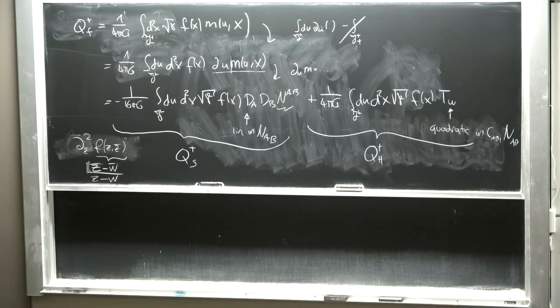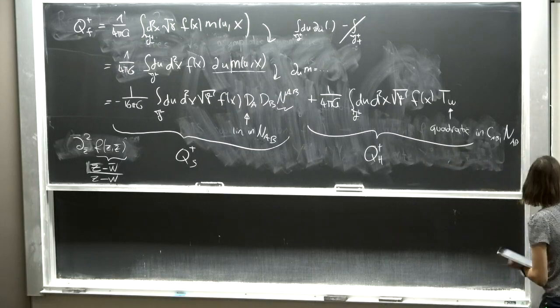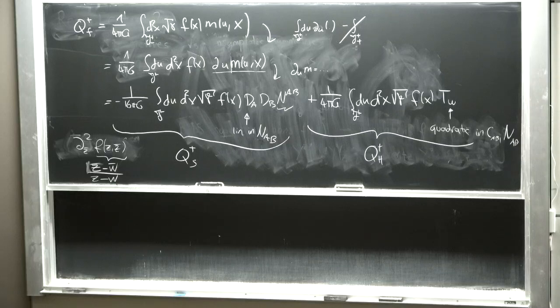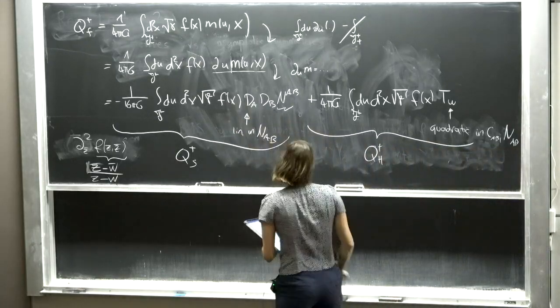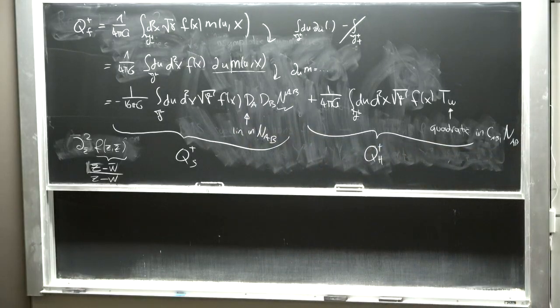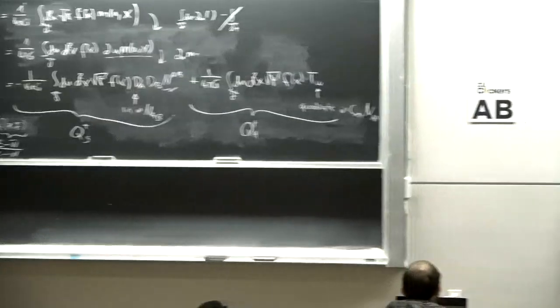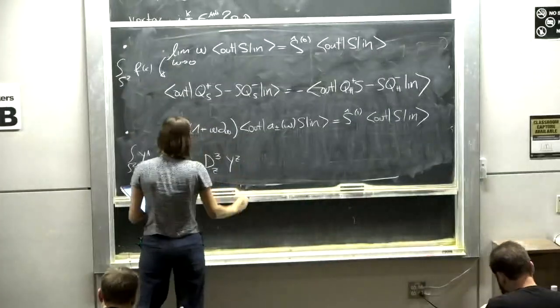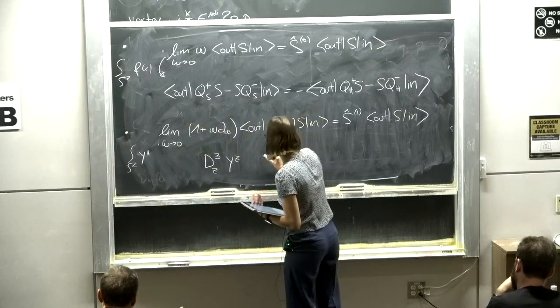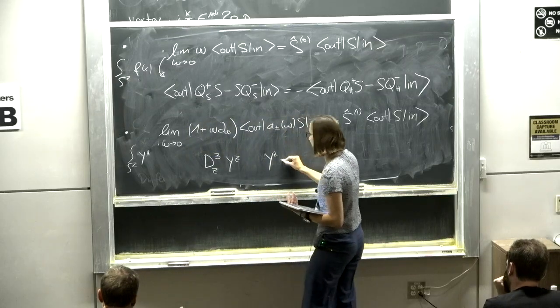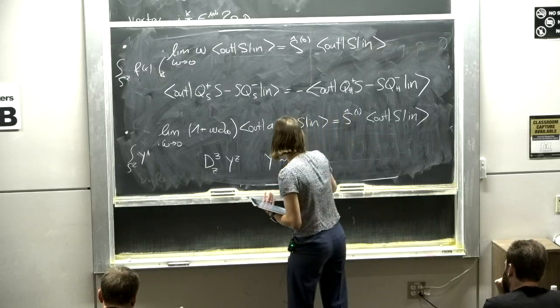Similarly for superrotations, I did not write down the superrotation charge in this soft-hard split, but what the superrotation charge boils down to is, instead of having these two derivatives hit the function f, we would get three derivatives hitting the vector field. And there's also a vector field that gives you a delta function.